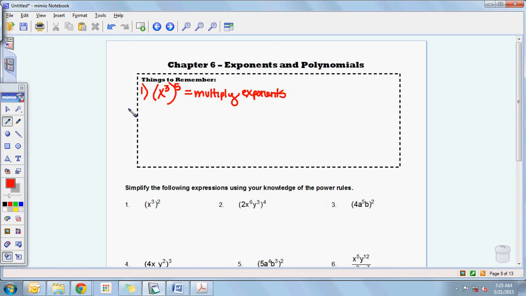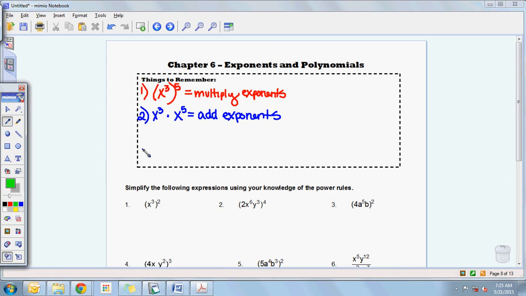Okay. The second rule was when you were given a multiplication problem with exponents in it. So if you had x to the 3rd times x to the 5th, the rule was that you would add those exponents together. So this problem would simplify to be x to the 8th power when you add those together.